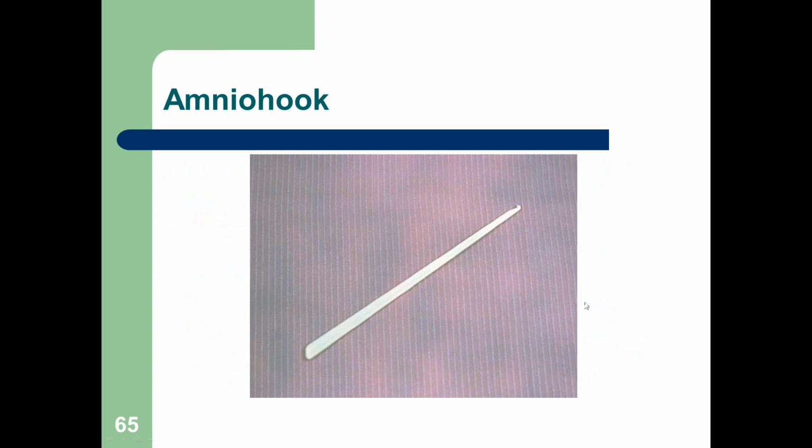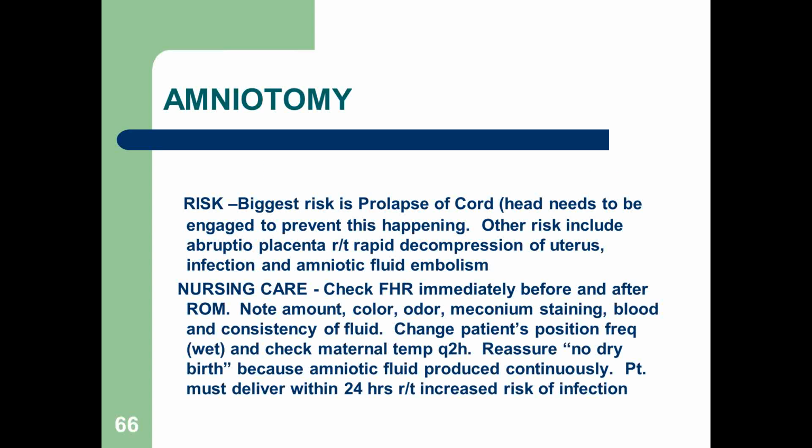Here's an amnio hook that's used to break the water, artificially rupture the membranes. With amniotomy, the biggest risk is a prolapsed cord. So if the head's not engaged, there's a risk for prolapsed cord. Okay. Other risks would include abruptio placentae and infection, or even an amniotic fluid embolism.